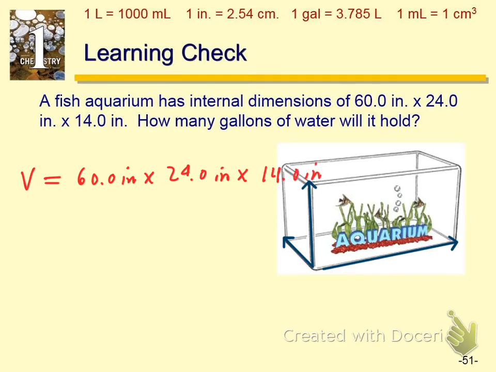Okay? Which gives me 60 times 24 times 14, and what does that come out to be? 20,160. Say that one more time, I'm sorry. 20,160. Thank you.